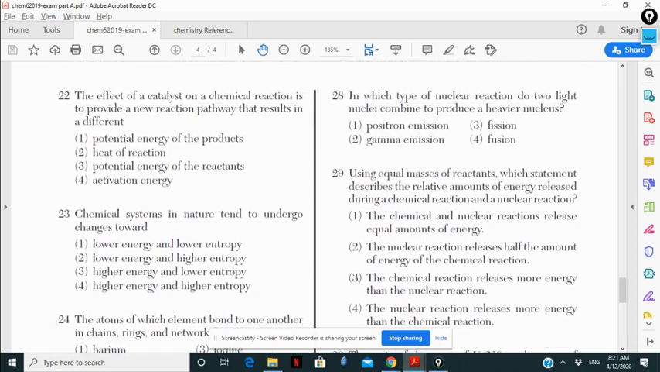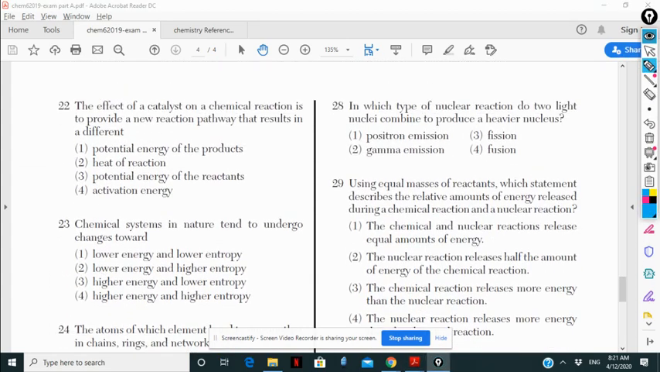Question number 22. The effect of a catalyst. So if we remember, the catalyst lowers the activation energy. Okay, so now I'm going to read. The effect on a chemical reaction is to provide reaction pathways that result in a different potential energy, no. Heat of the reaction, no. Potential energy, again, no. But activation energy, so the answer is going to be number four.